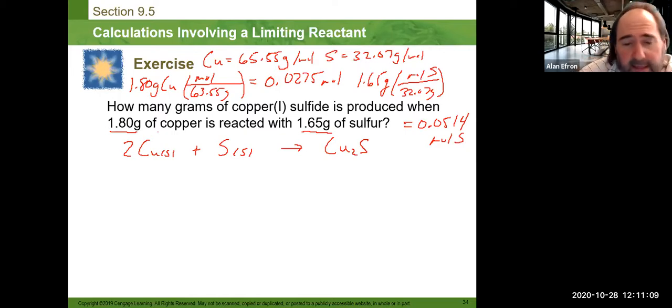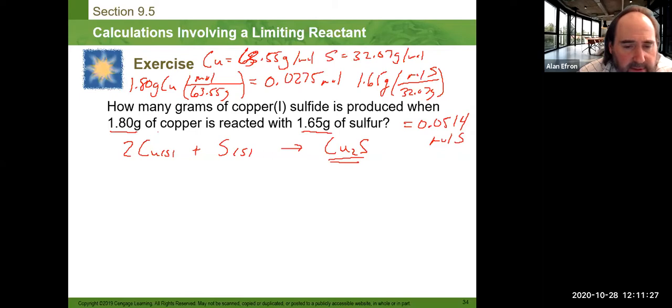And 63.55, that's good. I wrote it wrong up here. It's 63.55. All right, so we're going to do two separate calculations, and we want to figure out how much product each one would produce.